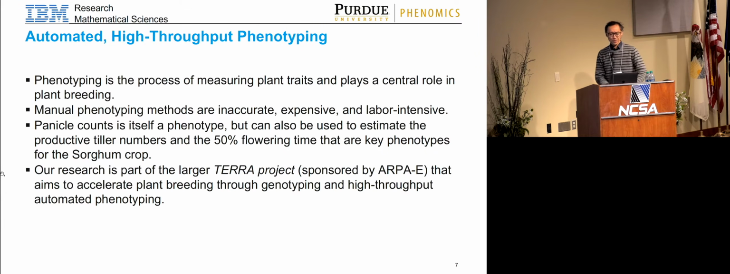So, automated high-throughput phenotyping. Phenotyping, as you know, is the process of measuring plant traits, and it's very important for plant breeding. And of course, manual phenotyping can be inaccurate and expensive and labor-intensive, so it's very important to try to automate this. As I mentioned, panicle count itself is a phenotype, but it can also be used to estimate other phenotypes like the productive tiller numbers and the 50% flowering time. And these are both key phenotypes for sorghum.